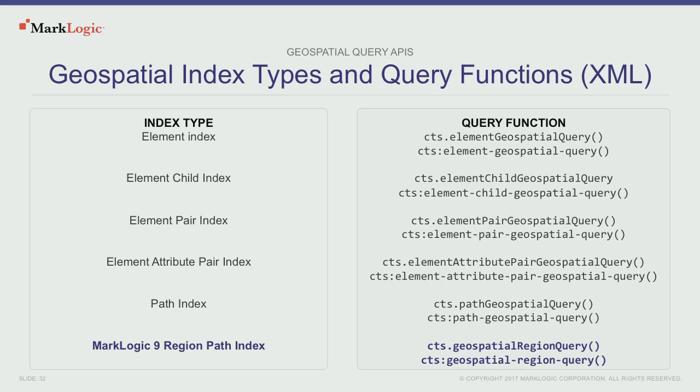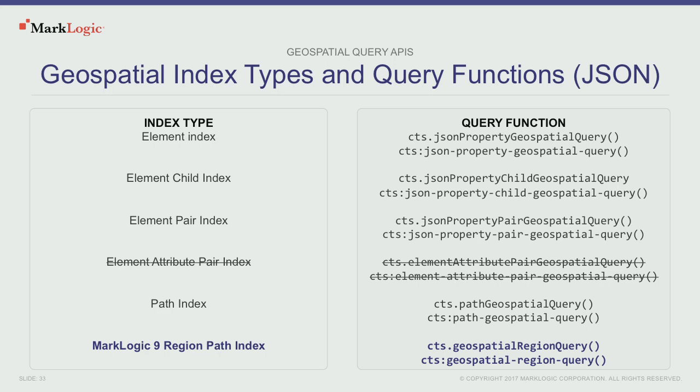So these are the ones that are XML-based. If you have the word element in your API name, that means it will return XML documents to you. If you have the word JSON property, it works against the same indexes, but it will return JSON documents to you. The only exceptions to that are the path indexes down here. They will return either one, depending on what they find.